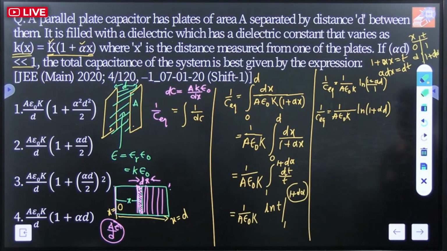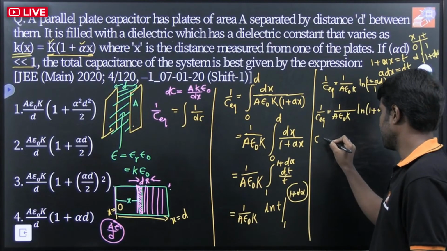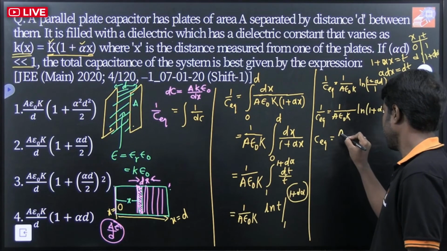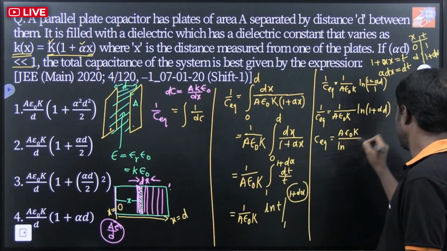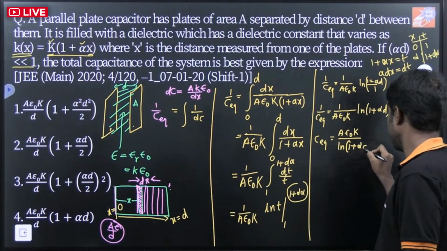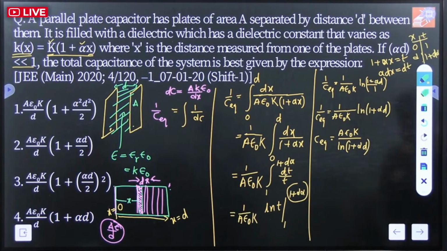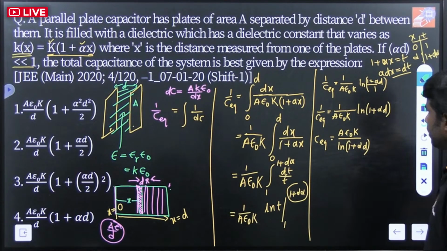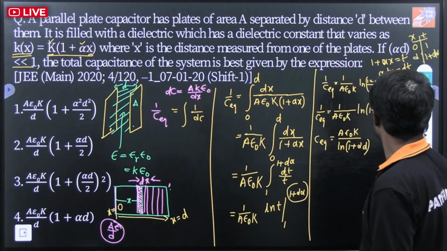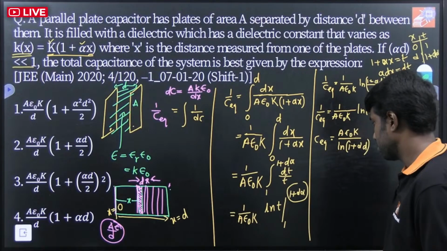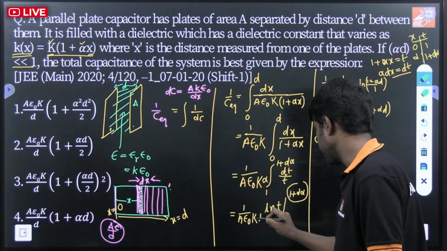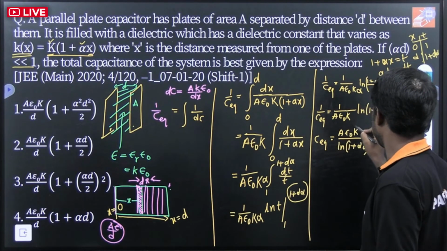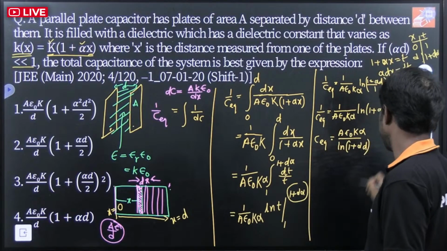So we can now write the C equivalent value: C equivalent equal to A epsilon naught K by ln of 1 plus alpha d. Wait, one thing we have forgotten here. Alpha dx equal to dt, so when we changed the integration, dx equal to dt by alpha. So the dt by alpha should be there, and one more alpha will have to be put here.